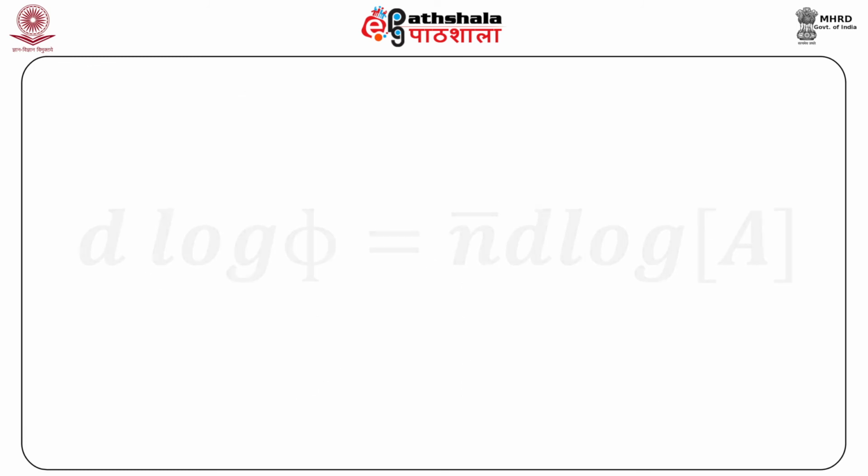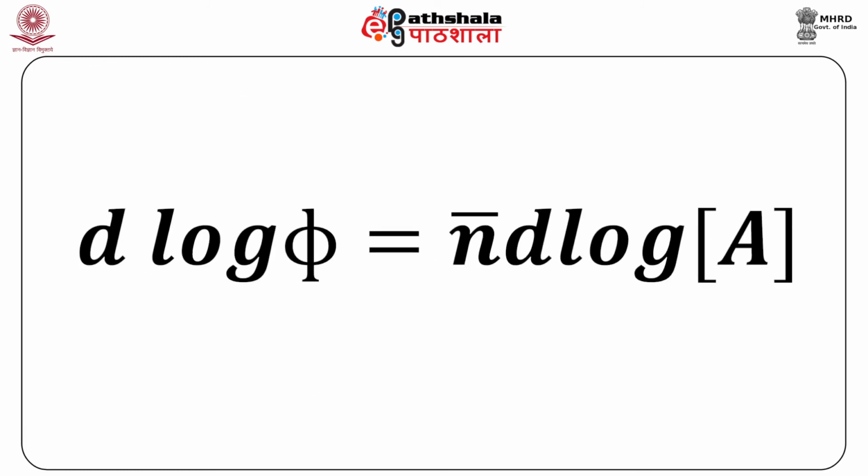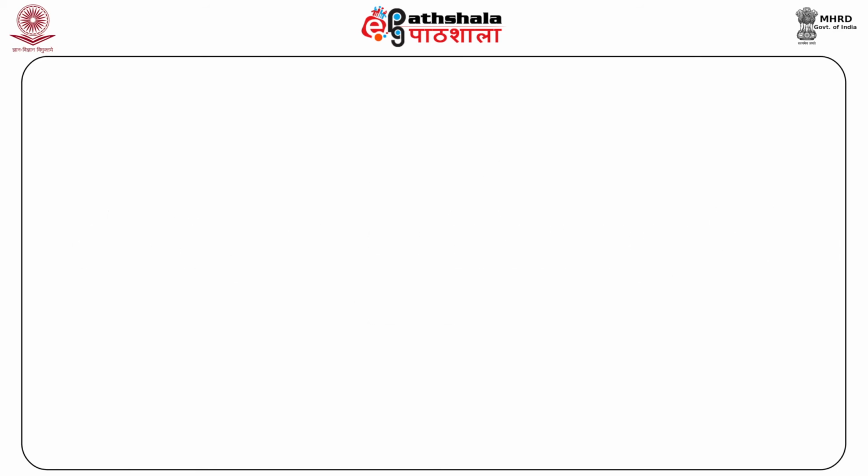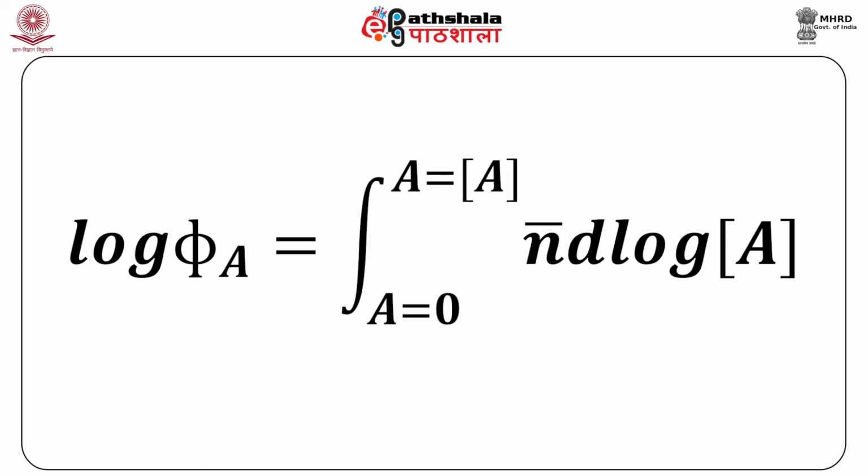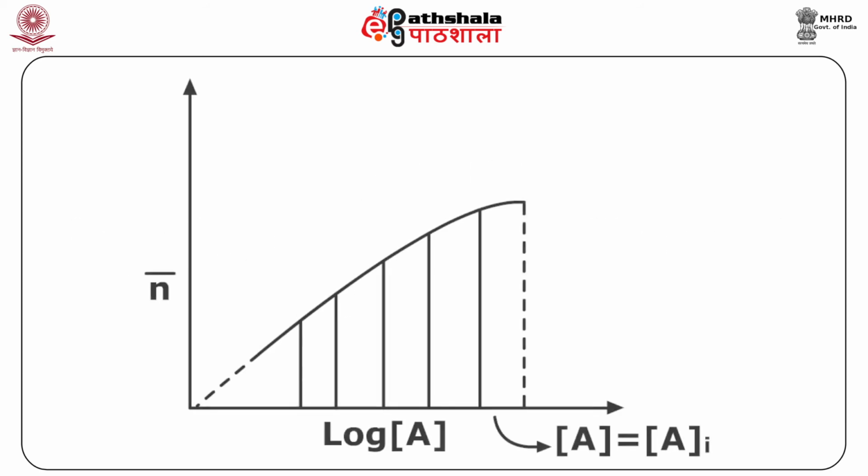To simplify calculation, it is sometimes desirable to compute phi when n bar is obtained as a function of A. d log phi is equal to n bar d log A. In this case, the above equation is integrated, and the integration is performed graphically by plotting n bar versus log A and extrapolating the curve between limits A equal to 0 and various upper values of A, which is equal to Ai, and measuring the area under the curve.